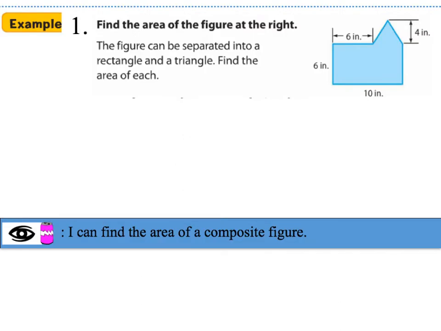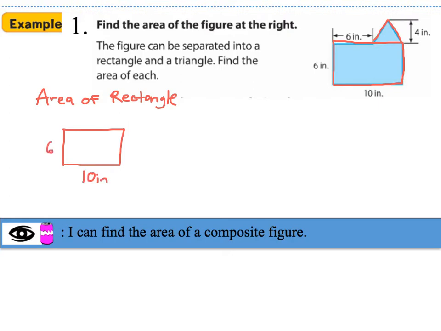So let's use these key concepts to discuss the following examples. For example 1, it says find the area of the figure at the right. The figure can be separated into a rectangle and a triangle. So let's decompose that so we can find the area of this entire shape. By decomposing this shape, we can see that we do have a rectangle and there's a triangle on top. If I find the area of the rectangle, the base would be 10 inches and the height of the rectangle would be 6 inches. So if I use the formula area is equal to base times height, the base is 10 and the height is 6, so the area of just the rectangle would be 60 inches to the second power.